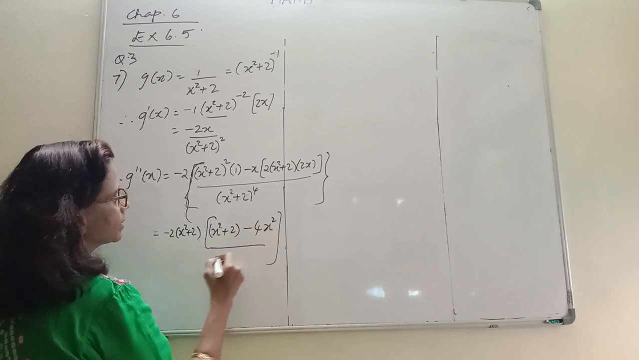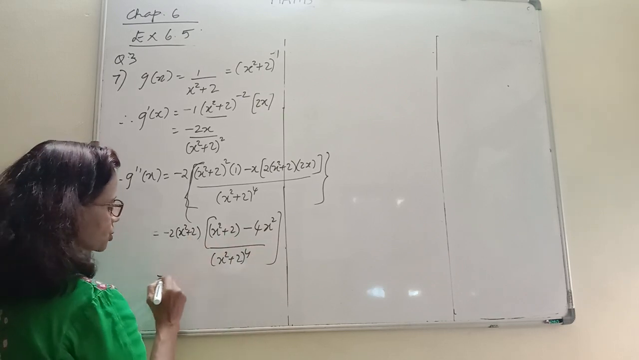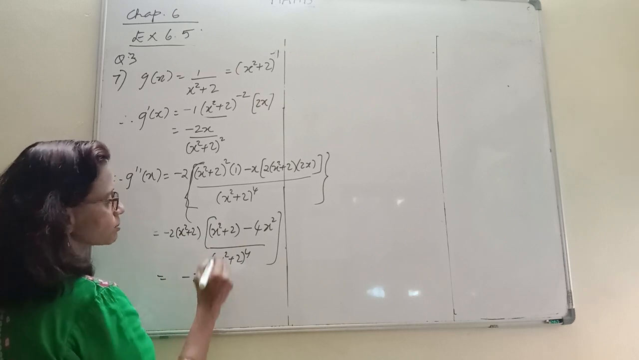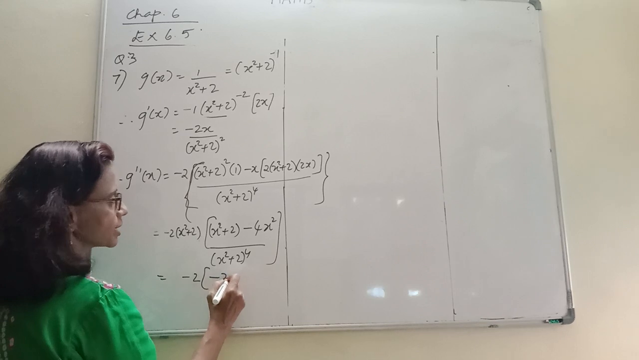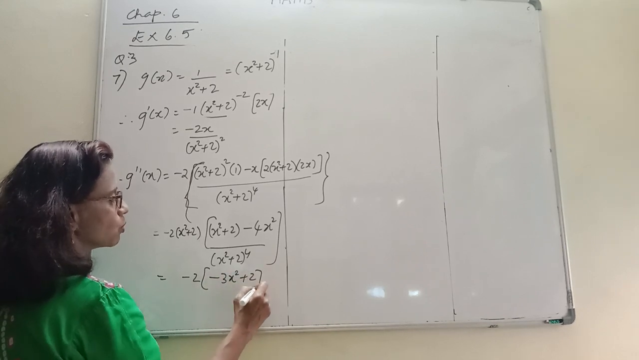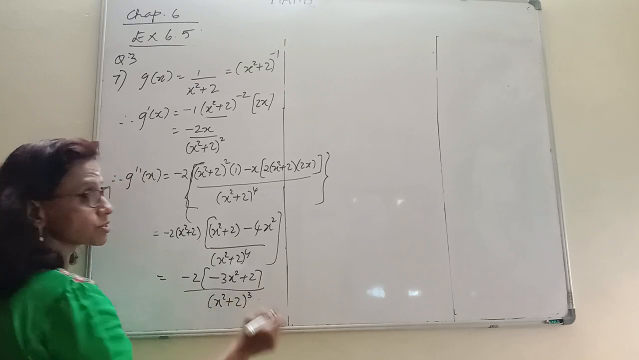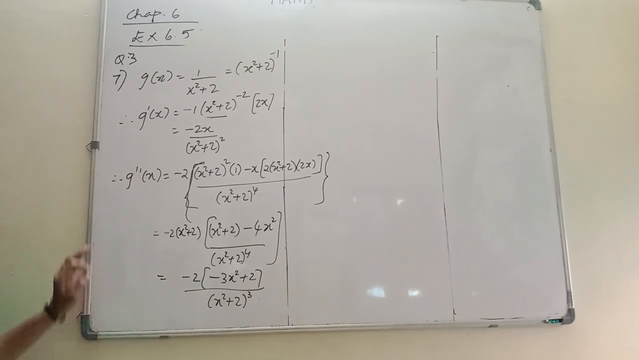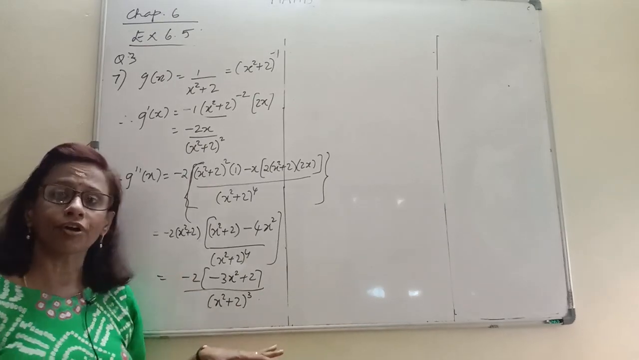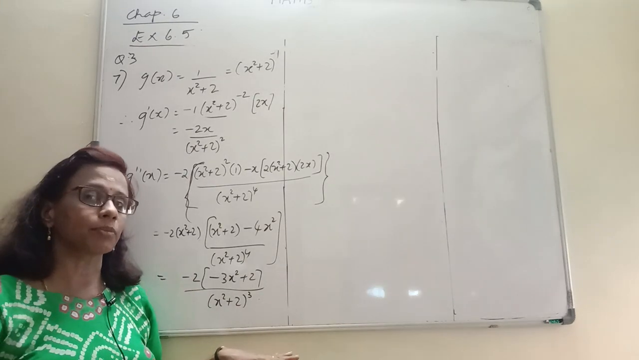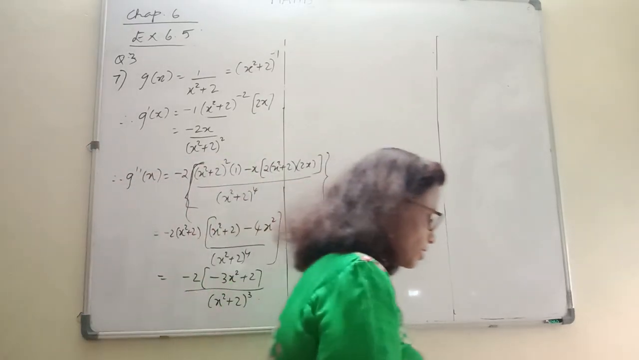Then there is this x squared plus 2 raised to 4, so these can cut each other. You will get negative 2 times, if you want you can simplify this, x squared minus 4x squared, that's minus 3x squared plus 2, over x squared plus 2 to the power 3, because we have made the cancellation. I think that's enough. So this should be fair enough. Now we can go for finding the critical point and then checking which is the maxima or minima point. So let's get across checking that.